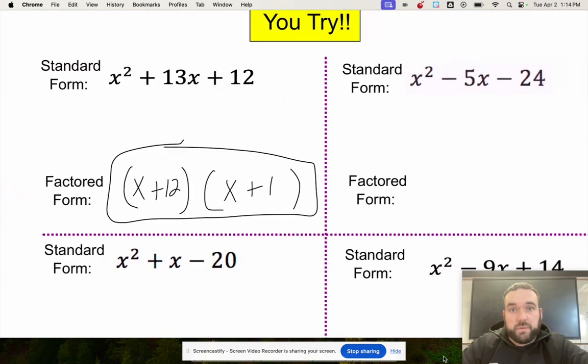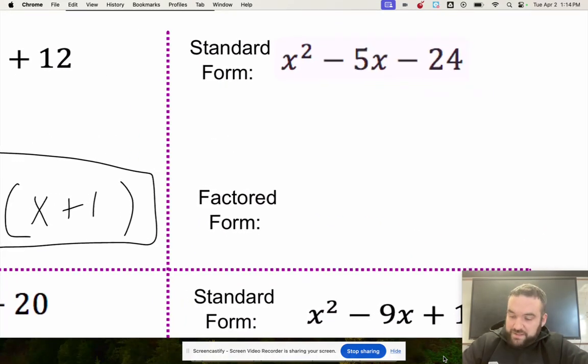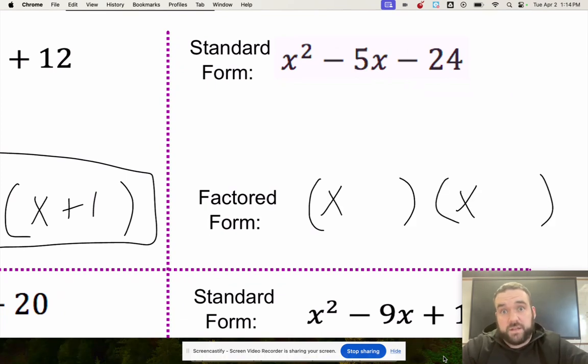If you want to draw in the box model, you certainly can. X squared minus 5x minus 24. Again, that leading x squared tells me I'm going to start with just x and x. 24 has a lot of factors. If I'm going to multiply to negative 24, I know I need one positive number and one negative number. So I could just put the symbols in there right away.